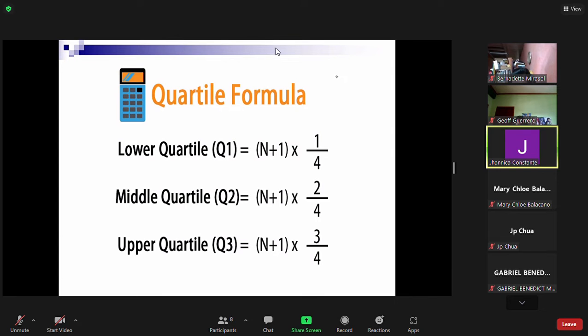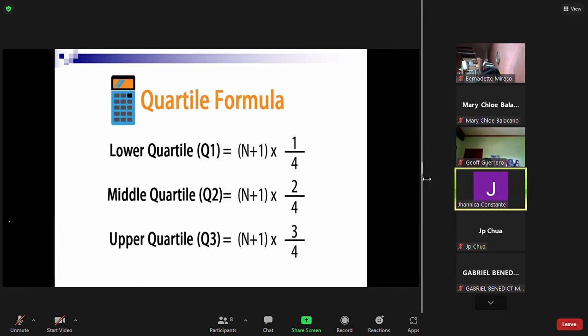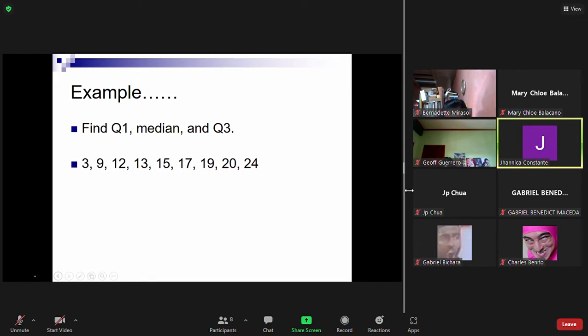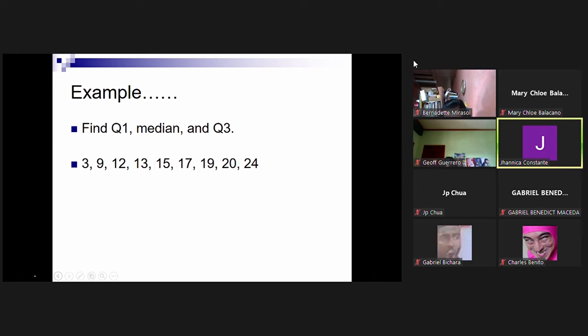For example, we have the set of data and we're going to find the quartile 1, the quartile 2 or the median, and the quartile 3. With the following numbers for our set of data, which is 3, 9, 12, 13, 15, 17, 19, 20, and 24. So let's start solving for quartile 1.